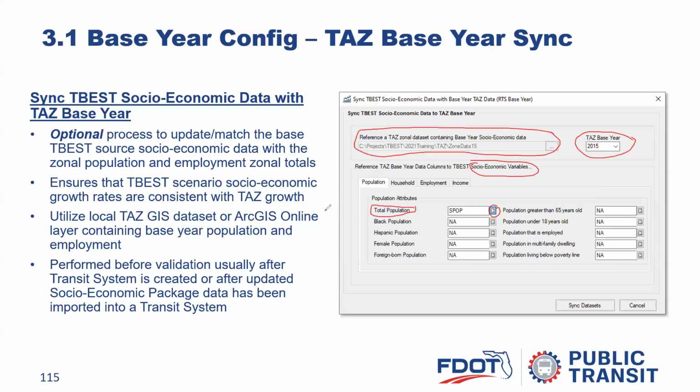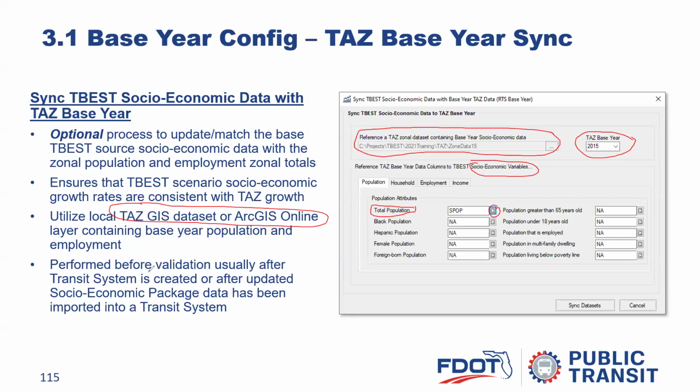Note that this can be an ArcGIS Online, a local geodata set or an ArcGIS Online data set. So if you have your TAZs in ArcGIS Online, you could reference that right here, and it will bring that data set in. We did that for the links setup in Orlando, where the MetroPlan had their TAZs in ArcGIS Online, and we didn't even have a local copy. We would just reference the ArcGIS Online layer here, and it would grab it and pull it in and do the syncing here.